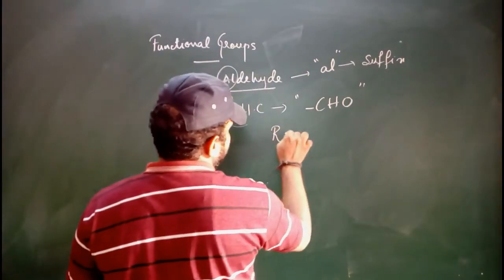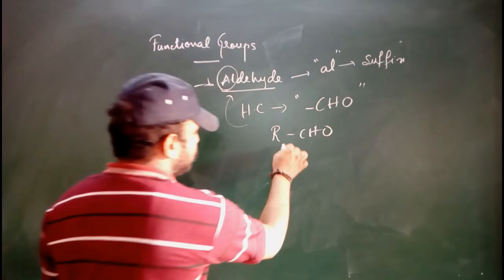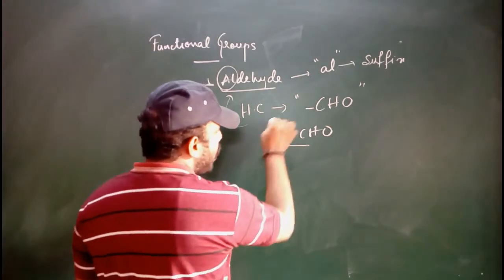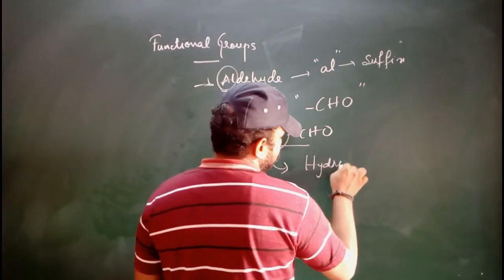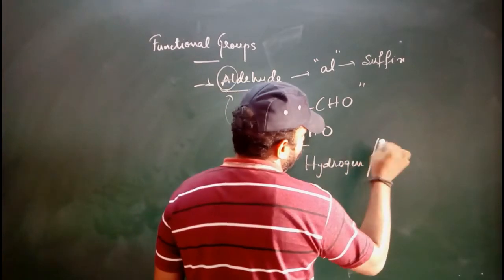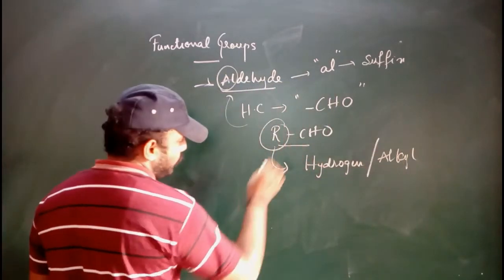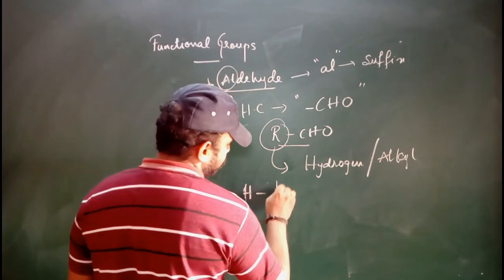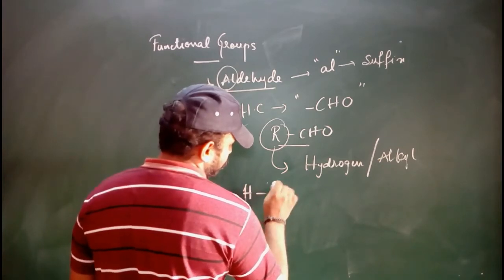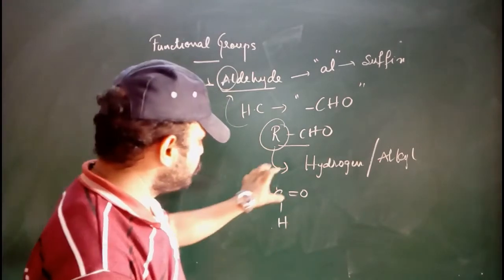So what is the general molecular formula? I can write as RCHO. RCHO is the general molecular formula. Here R can be what? R can be here either hydrogen or it can be alkyl. Okay, if you write hydrogen here, HCOH. Okay, so CHO, right?